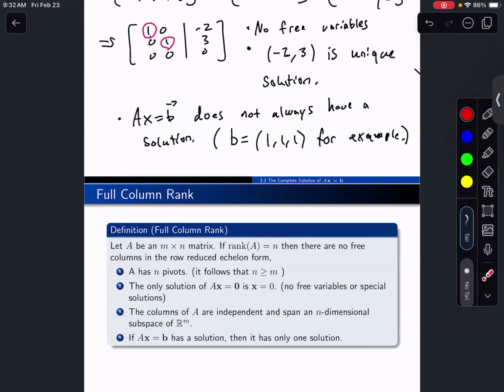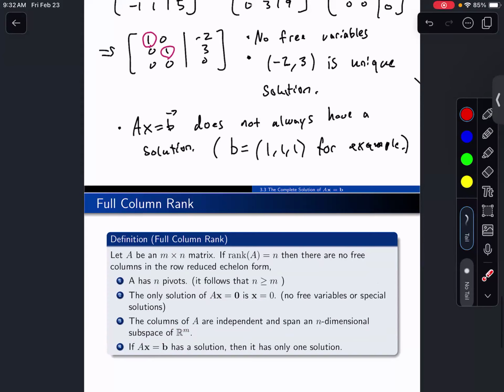And so there are 4 things we can derive from this. A is going to have n pivots. The only solution of AX equals 0 is going to be X equals 0. So we have no free variables. We have an empty null space, or the null space only consists of the 0 vector. That's what this is saying. This tells us that the columns of A are independent and span an n-dimensional subspace of R^m. And then if AX equals B has a solution, then it only has one solution due to the fact that we have an empty null space. So that's what you can conclude immediately upon seeing that you have full column rank.